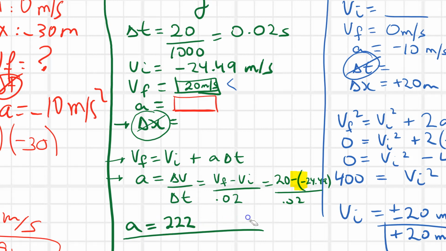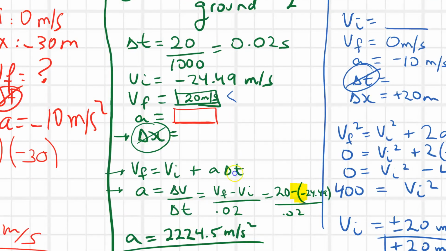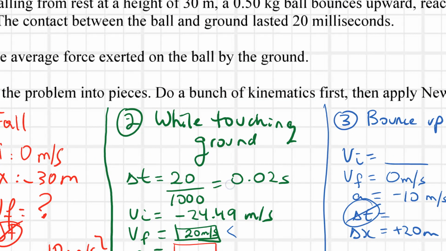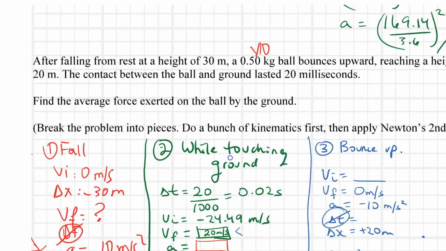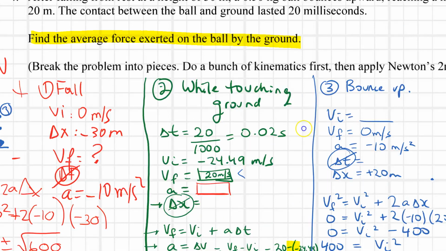2224. Oh, I put the decimal in the wrong place. 2,224.5 meters per second squared. All right, so you know what, we're so close. Let me just go back and read what is the thing that we're supposed to find out. So it says here, find the average force exerted on the ball by the ground.